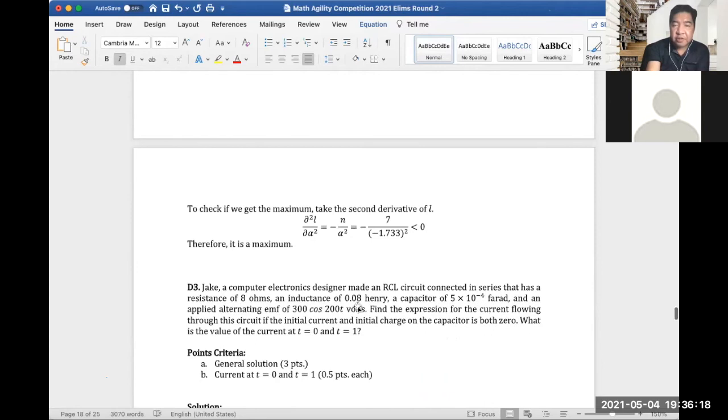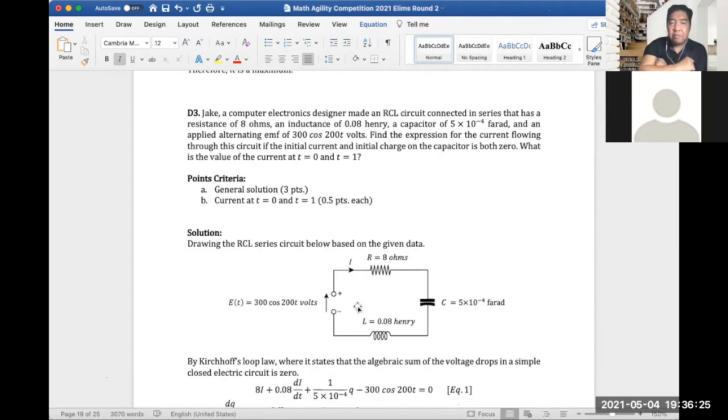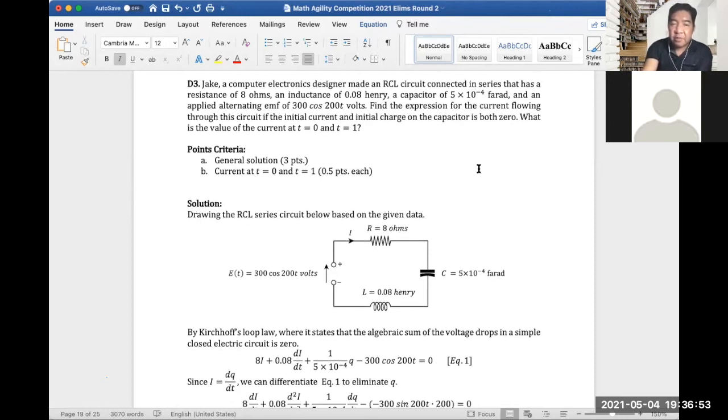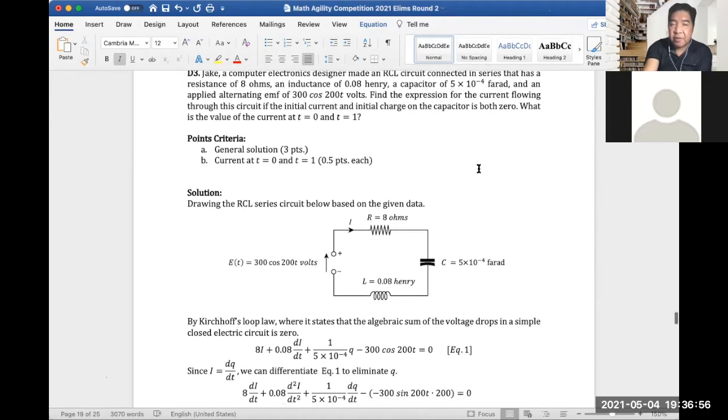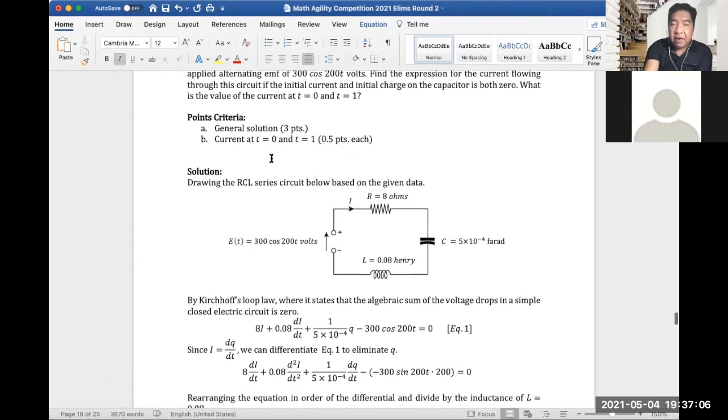Okay, let's go to question D3. So this is a differential equation problem. So Jake, a computer electronics designer, made an RCL circuit connected in series that has a resistance of 8 ohms, an inductance of 0.08 Henry, a capacitor of 5 times 10 to the negative 4 farad, and an applied alternating EMF of 300 cosine of 200t volts. Find the expression for the current flowing through the circuit if the initial current and initial charge on the capacitor are both zero. What is the value of the current at t equals 1? So the requirement is we have to solve the general solution, and then the second is to find the value of the current at t equals 1.